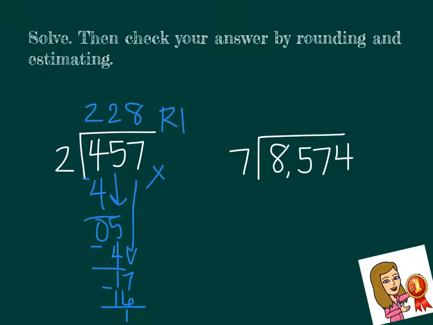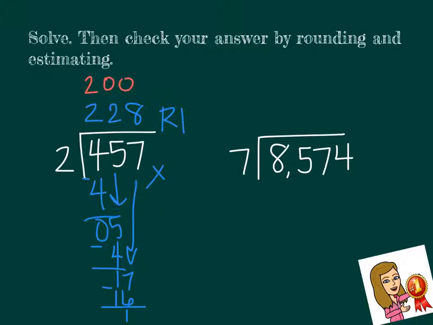So to check my work here, this math would not be as easy to do as the last one I just did. So instead I'm going to round my quotient first. So front end estimation 2, look next door. 2 is not going to bump it up. So this rounds to about 200.